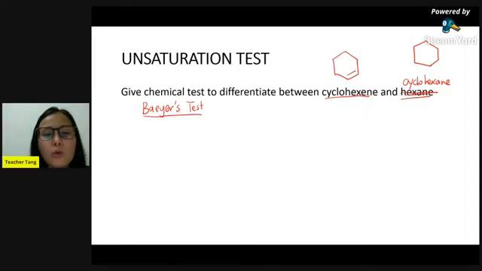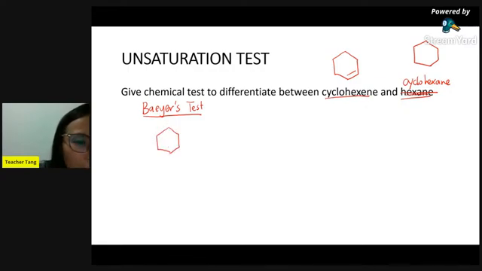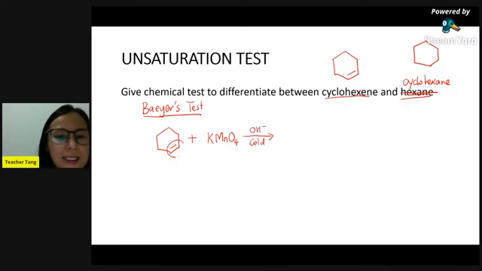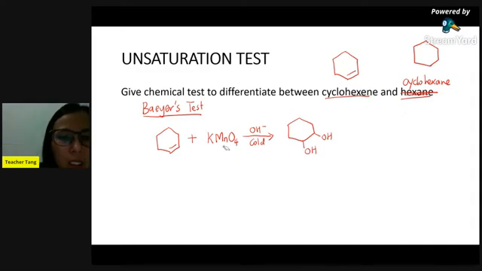Then we need to write the equation. For cyclohexene, this is our cyclohexene, react with, for Baeyer's test, remember the reagent is KMnO4. And then what is the condition? Must be alkaline condition and cold. This is not too harsh, so it will not break the carbon-carbon double bond, but will cause the double bond to become a single bond. Then OH is added in, giving you a diol. And the KMnO4 will be reduced to give you MnO2.